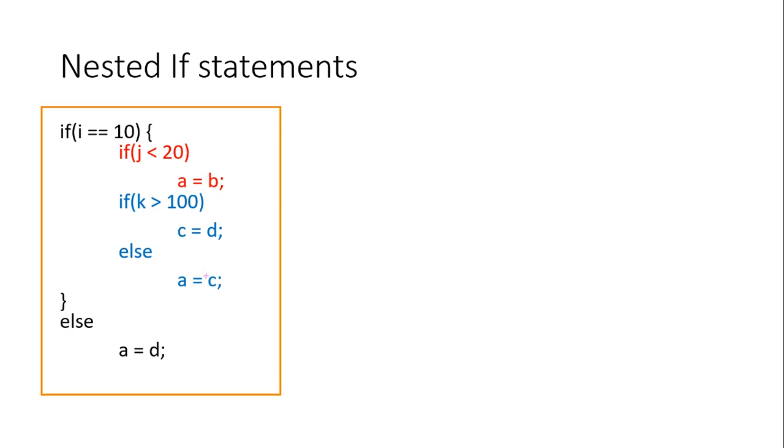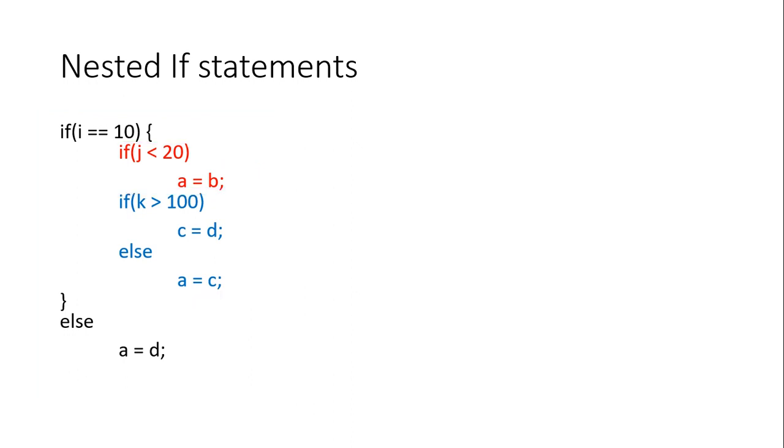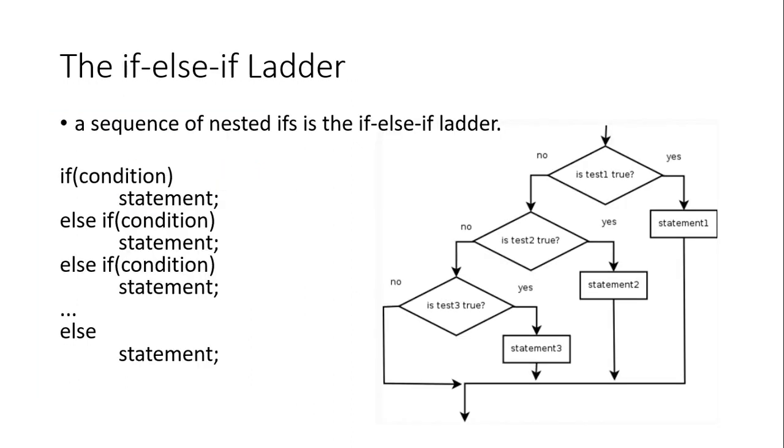So this is one if. Remember, I have not put the flower bracket because it is one line there. And next you have one more if statement. So there are two nested ifs inside one if. So you can have any number of ifs inside the other if. It's all valid. Now let's look at the next type, and that is called the if else ladder.